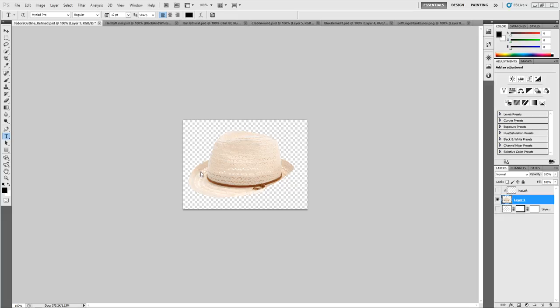Here is a fedora that I've downloaded from the internet. Usually in graphic arts you start with something. There's lots of sites like PhotoBucket or other paid sites where you download image by image.